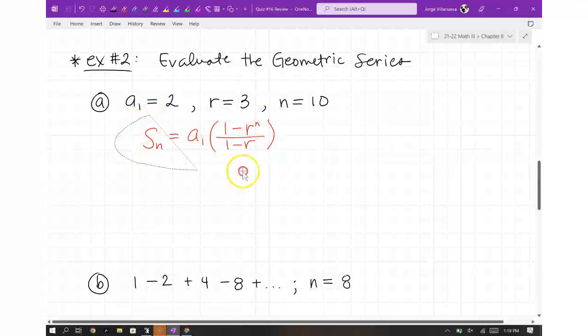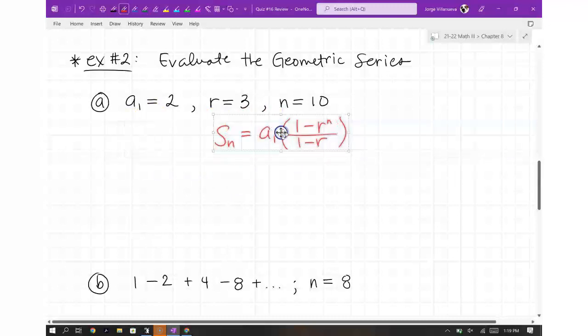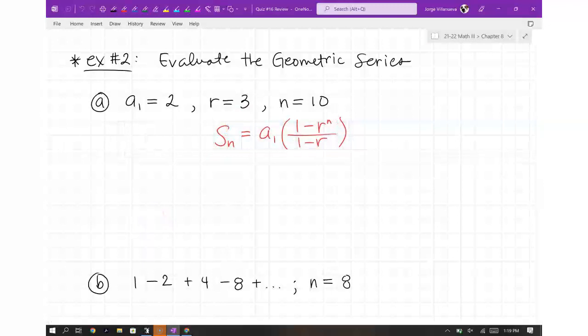Okay, I'm going to move this a little bit to the side. I just remembered I'm going to have to use a calculator, so let me move this over. So that's the formula I'm going to use when they want me to add up the geometric series when they give me the n value. If there is no n value, then I get to use the infinite geometric series, okay? But we'll do a little bit of those later. For now, they did give me an n value.